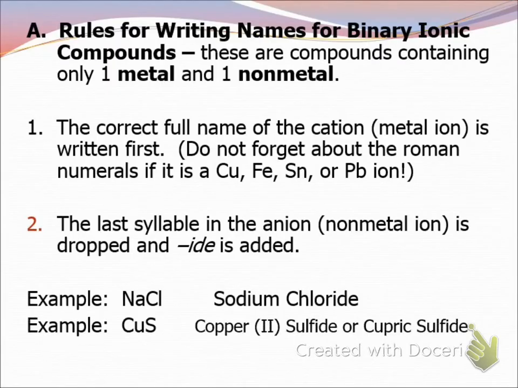If I have copper, CuS, first thing I have to do is determine, do I have copper 1 or do I have copper 2, because it's a transition metal. So what I do is I look at what it's bonded with. What it's bonded with is a sulfur, which I know is a 2- because of where it's located. So that means the fact that I only have one copper with it, I must have copper 2 because their charges are balancing out. So let's do a couple of examples.